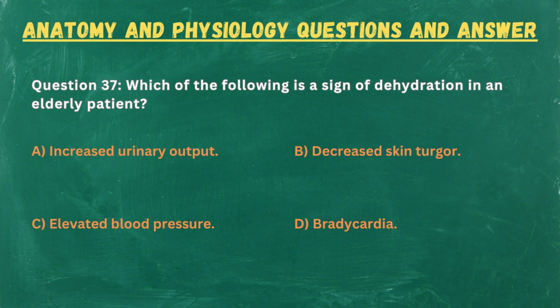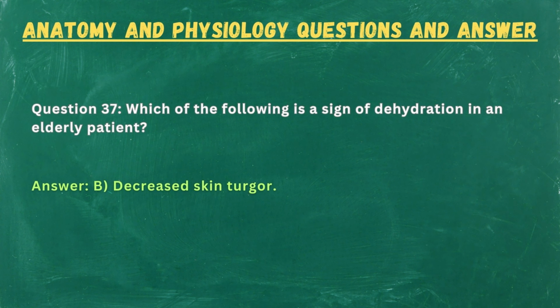Question 37. Which of the following is a sign of dehydration in an elderly patient? A. Increased urinary output. B. Decreased skin turgor. C. Elevated blood pressure. D. Bradycardia. Answer B. Decreased skin turgor.